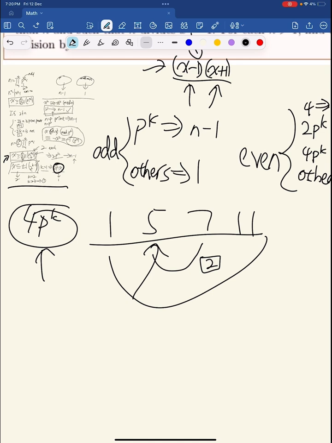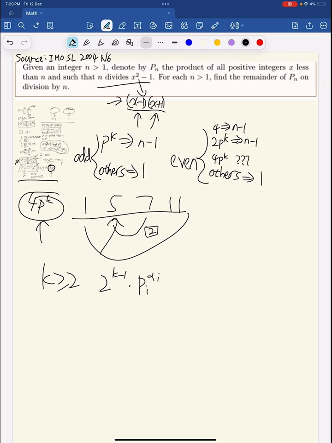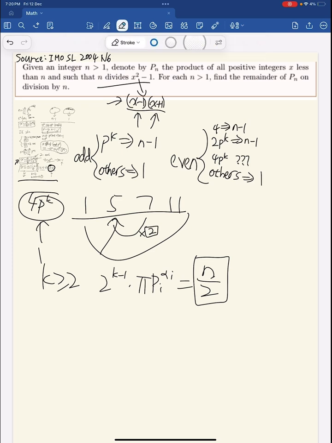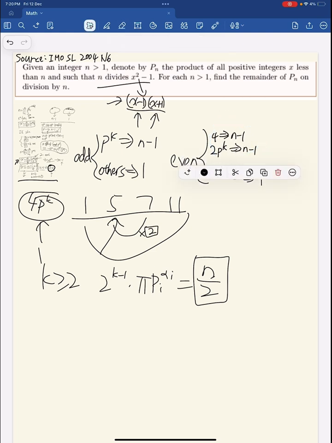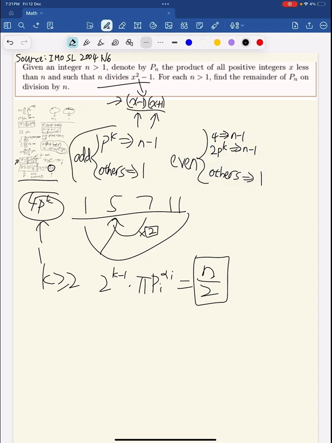So actually, for k larger than or equal to 2, since 2 to the k minus 1 times p_i to the alpha_i, obviously the product of these, this is actually n over 2, which contributes to the times 2 factor. So this is also 1. Now, simple solution, just erase this. And we're done. And here goes our answer.